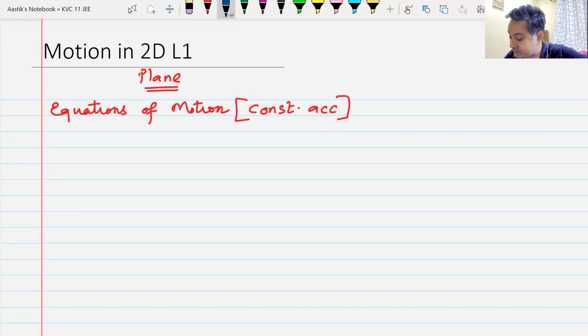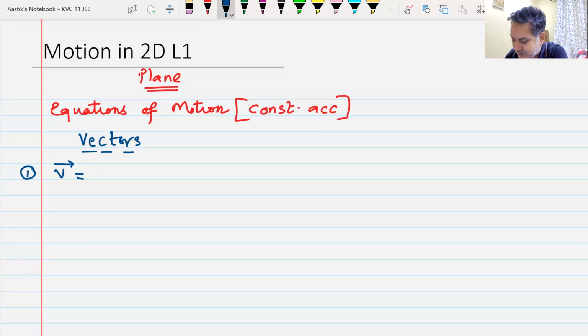What would be the first set of equations? The first set will be in the form of vector equations. How will the vector equation look for constant acceleration? What is the first equation for constant acceleration in vector form for motion in 2D? Anyone? No one knows it? I know that you know it. So tell me, what would be that equation? v vector is equal to u vector plus a t vector.